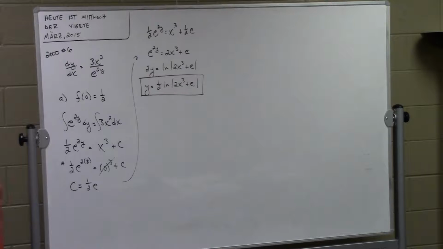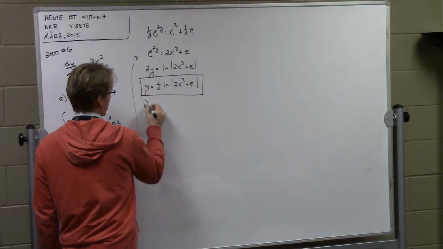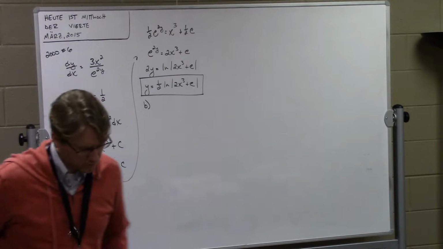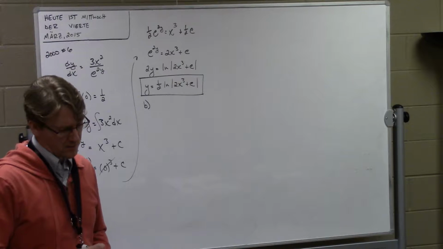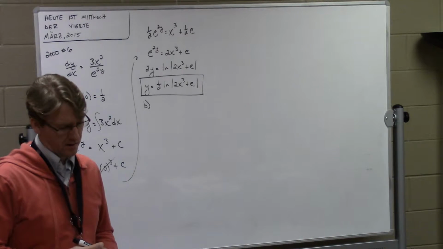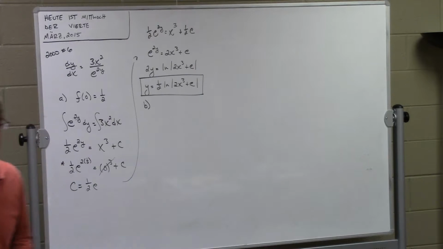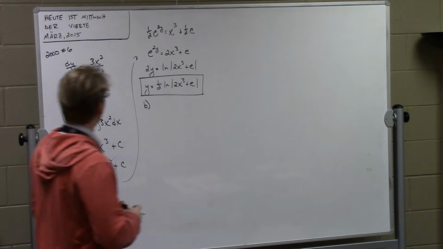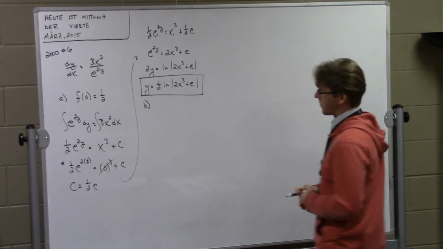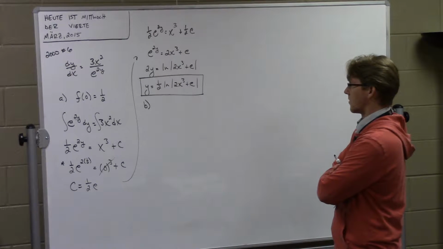All right, part B. Find the domain and range of the function f found in part A. Domain and range? Yep, domain and range. Well, hang on. This is where I really need to go back and look at my absolute value argument and see if we're okay on this.